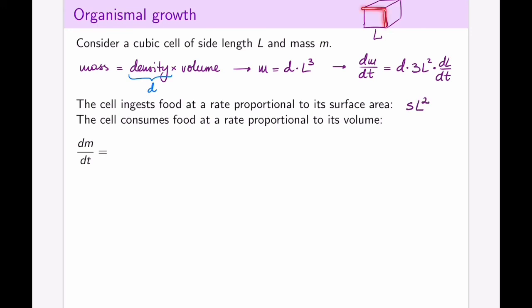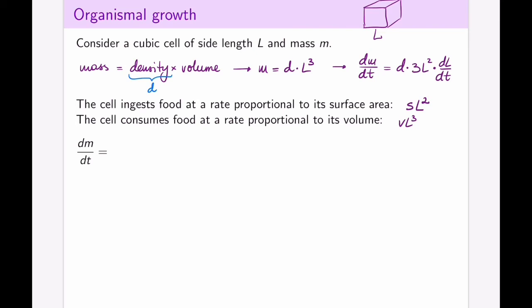Again, I know that there's 6 faces of the cube, but I already have the proportionality constant here, so this 6 got basically absorbed into the proportionality constant S. On the other hand, the cell consumes food at a rate proportional to its volume. It has to actually sustain life throughout the entire cell, so it's proportional to the volume. I'm going to call the proportionality constant here V, and the volume, as discussed before, is actually L cubed.